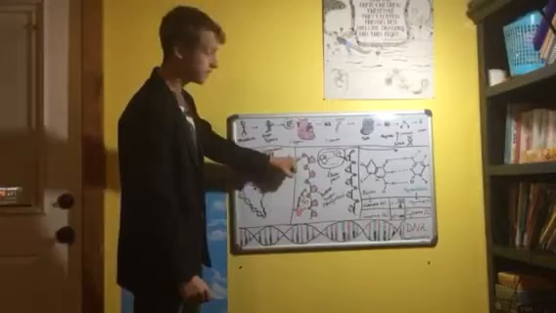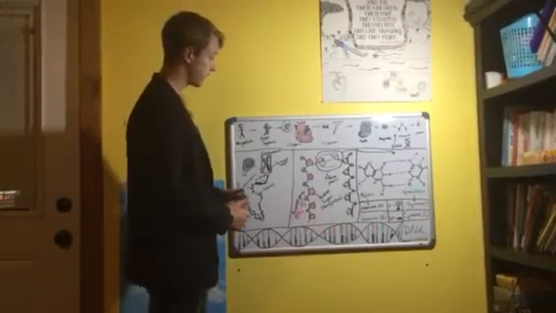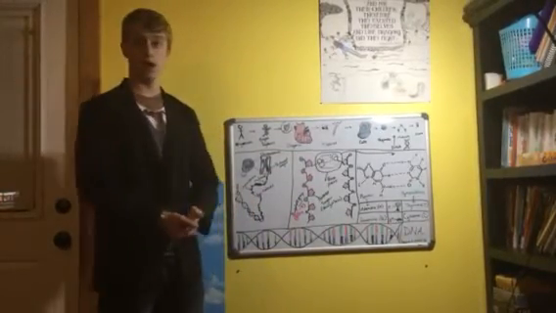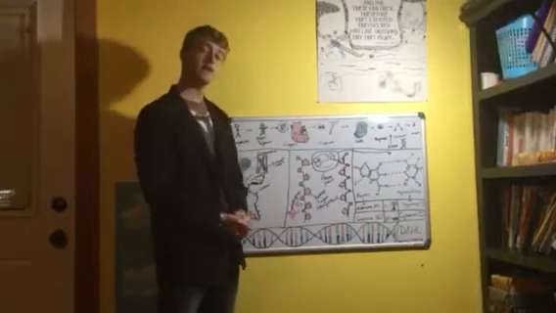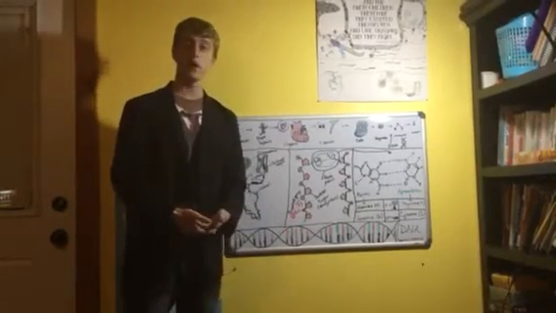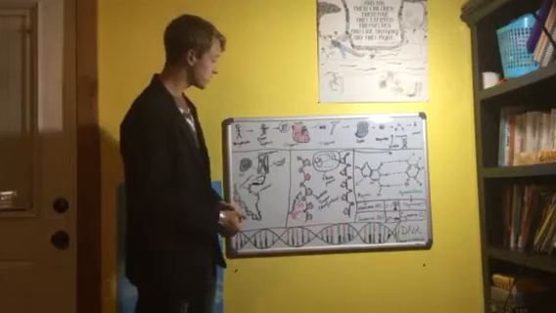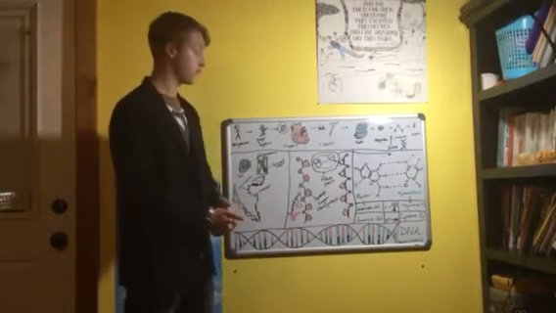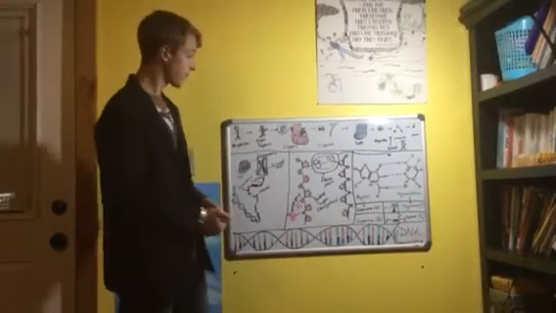The first part is the phosphate group. The phosphate group acts as the backbone for the DNA. The second part is the pentose sugar, also called deoxyribose. Deoxyribose works with the phosphate group to create that backbone.